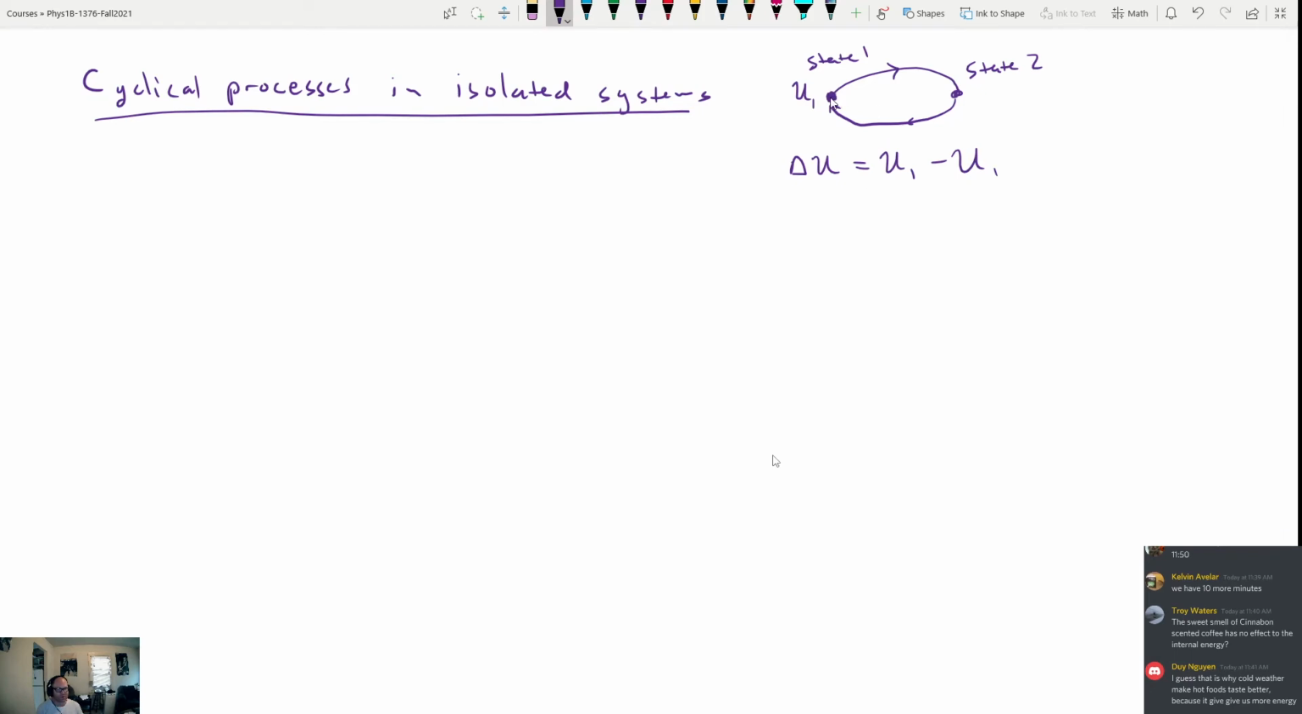If I start at this point right here, some pressure, volume, temperature, right, I take it to some state 2, and then I cool it back down to the original state, my total change in energy for a cyclical process, because you start in the same state as you end in, should be equal to 0. Does that seem reasonable to everyone?